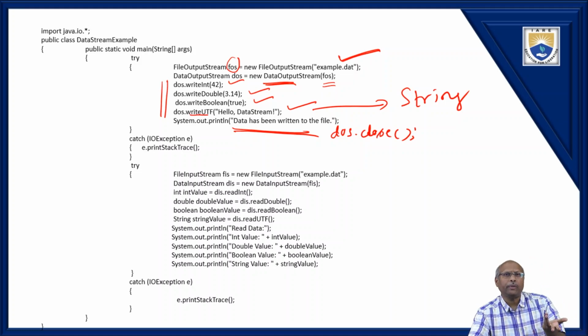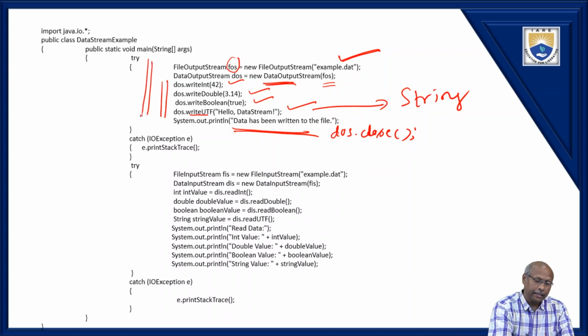So that means your work is over. You can close the stream. Generally, every stream will be opened first and finally you have to close it. This is for writing purpose. You have written what? How many? 4. One integer value, double value, boolean value, as well as one string.